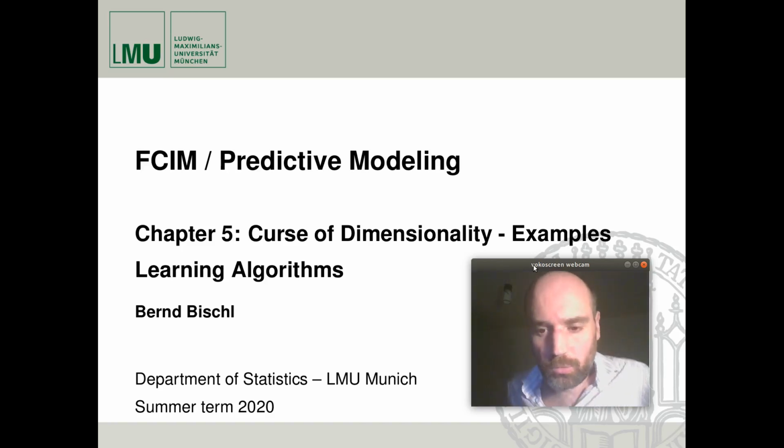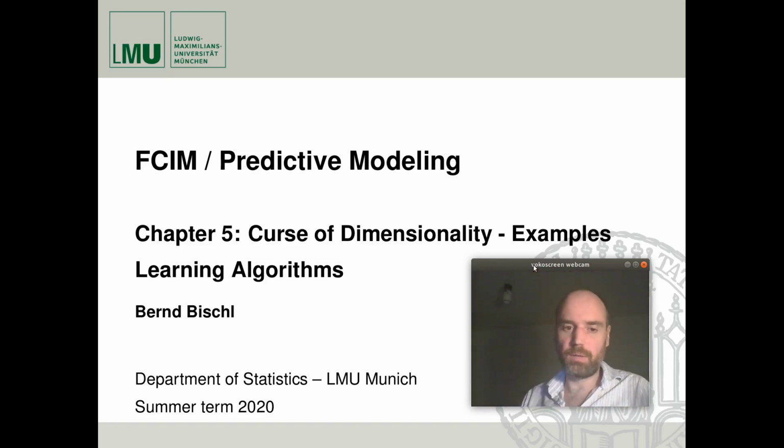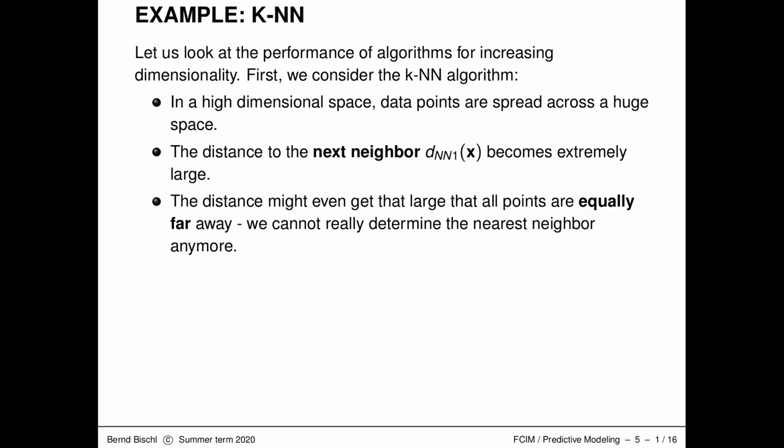Hi, and welcome to the next lecture unit in the lecture chapter course of Dimensionality, where I consider various direct examples of machine learning algorithms that we have studied here before or in the Introduction to Machine Learning lecture, and how they break down if we increase dimensionality. So let's start with the simple KNN algorithm. I'll look at the performance of what happens with KNN if I increase the dimensionality, as promised before.